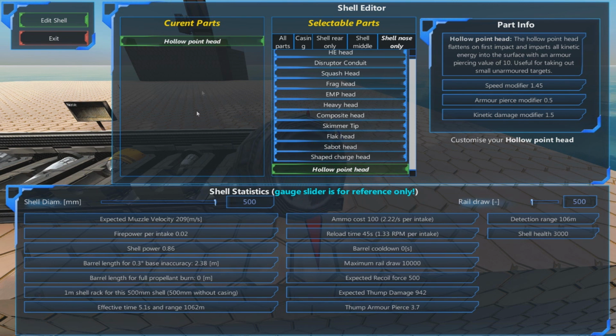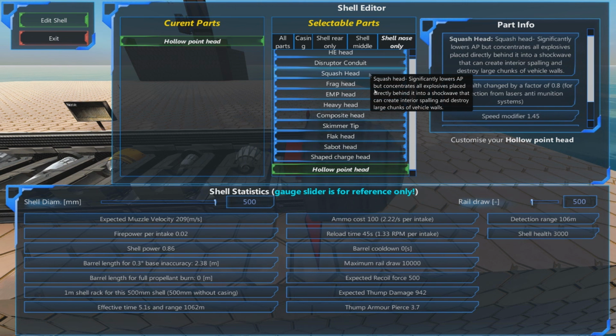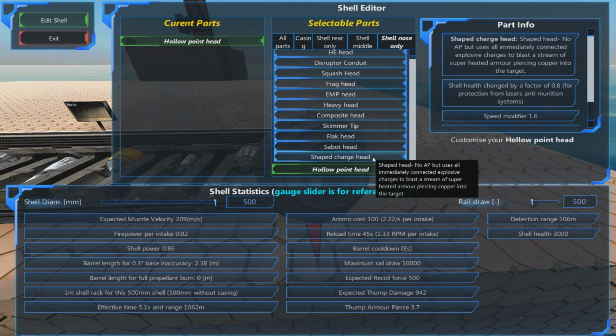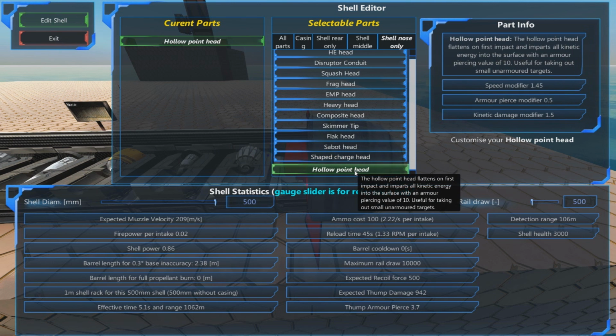This is not as strong as it once was, because kinetic damage as a whole has been reduced by a lot. It's still useful. In particular, it flattens on first impact. This is the thing that makes inertial fuses considerably less useful. I should also mention, squash heads and shaped charge heads don't strictly need inertial fuses, because they never bounce off armor. If they make contact, they explode. That's it. Same thing with hollow points. When they make contact, they flatten out and deliver whatever payload they have.